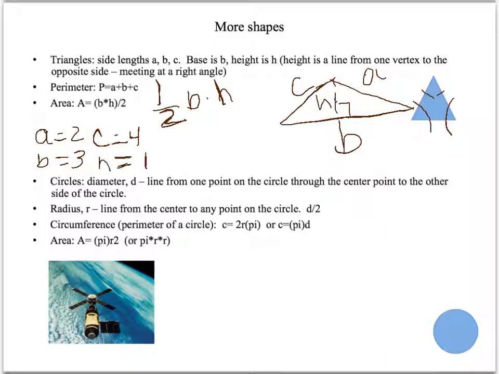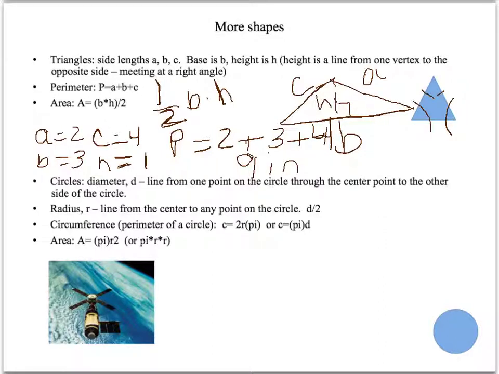To find the perimeter, I would do 2 plus 3 plus 4. So 2 plus 3 is 5, 5 plus 4 is 9. That would be my perimeter. And if this was all in inches, then my perimeter would be in inches.